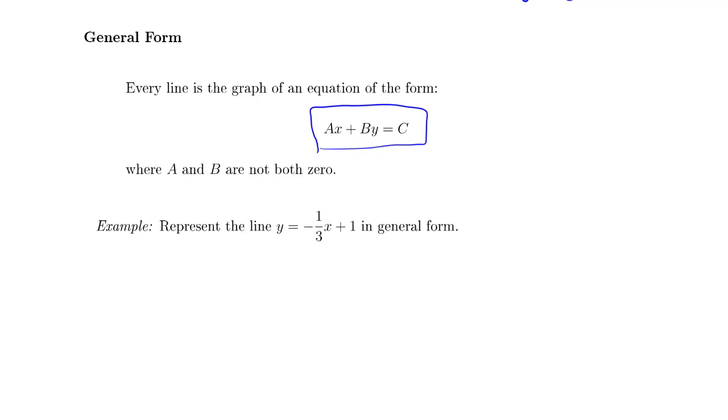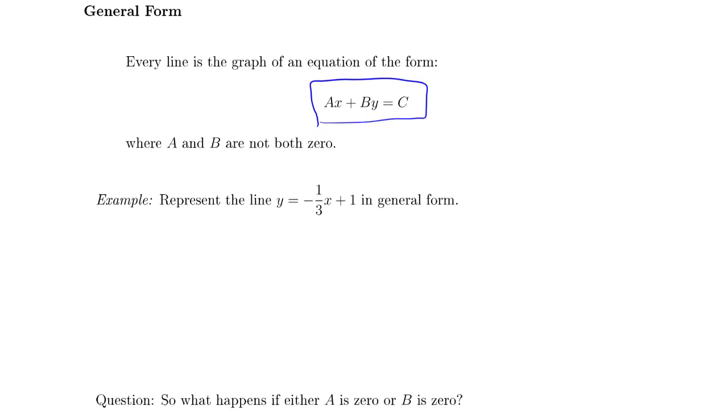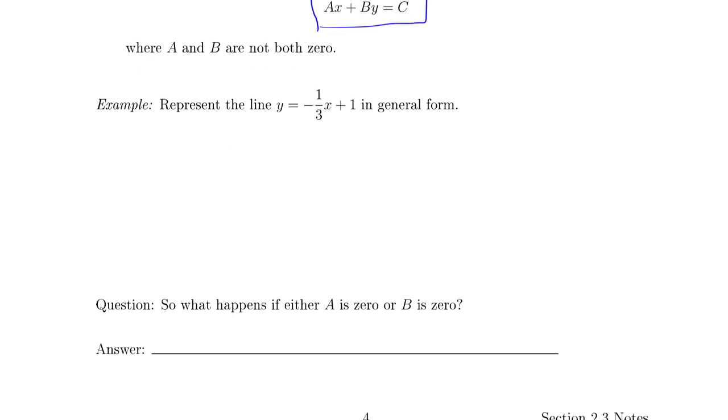Okay, so this is a nice form of a line, as we're going to see later on when we talk about systems of equations. It's often used there, and it's used in other places as well. It's not the form we're going to use most often, but it is a very nice form. So let's take the line we found above, negative 1/3 x plus 1, and put it in general form.